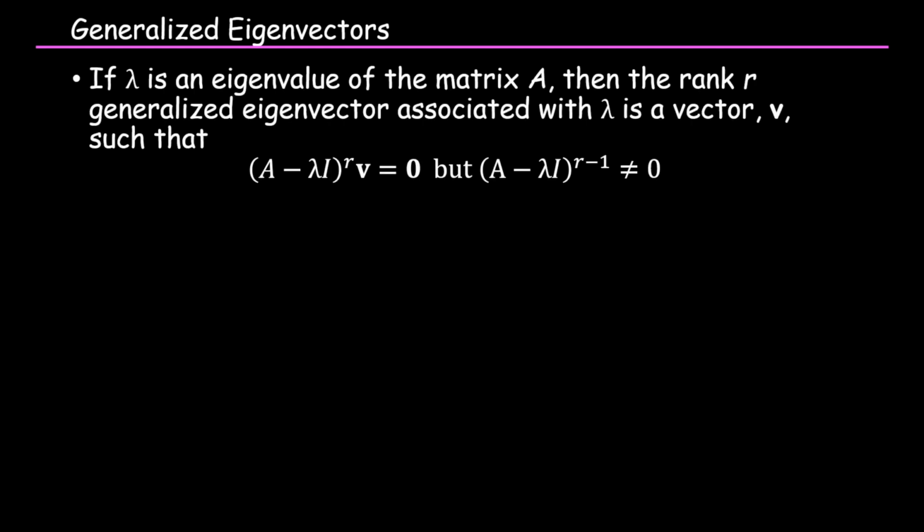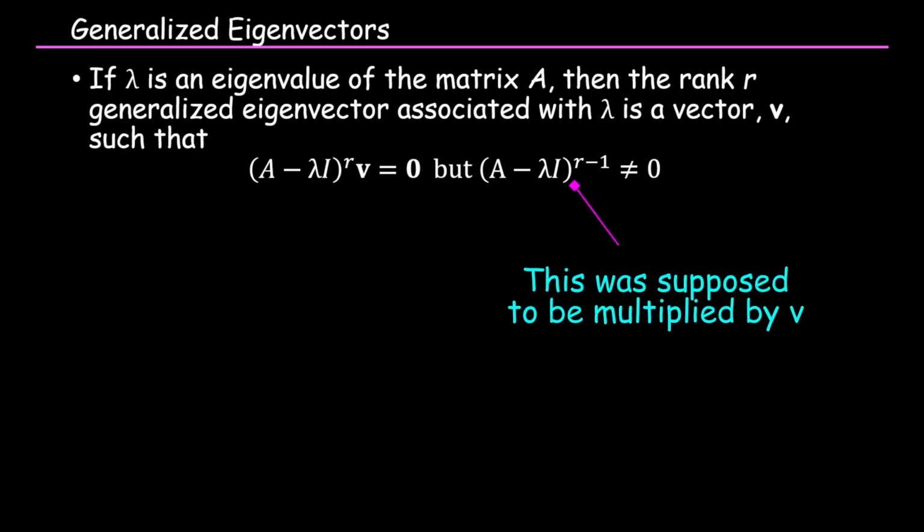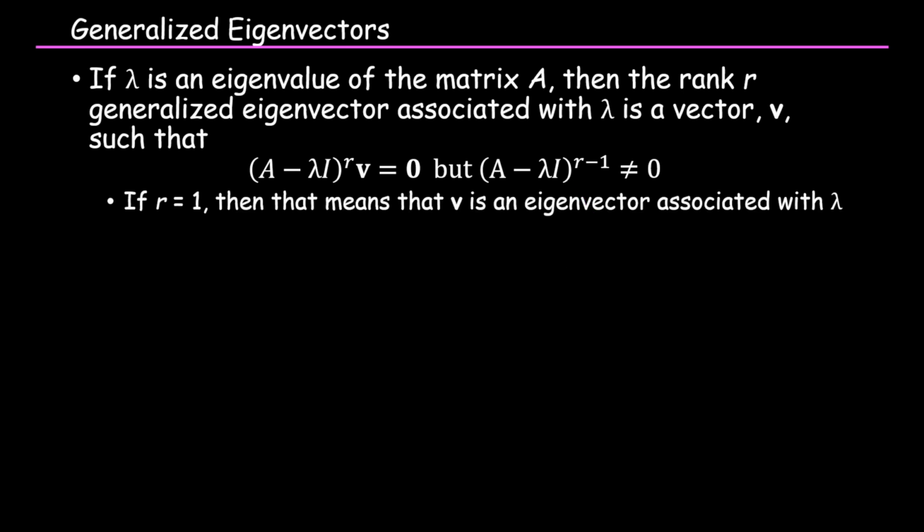And so in general, when it comes to eigenvectors, we have generalized eigenvectors. If lambda is an eigenvalue of the matrix A, then the rank R generalized eigenvector associated with lambda is a vector that we'll call v, such that (A minus lambda I) raised to the R times the vector v is equal to 0, but (A minus lambda I) raised to the R minus 1 times v is not equal to 0. And so if R is equal to 1, then v is an eigenvector associated with lambda.